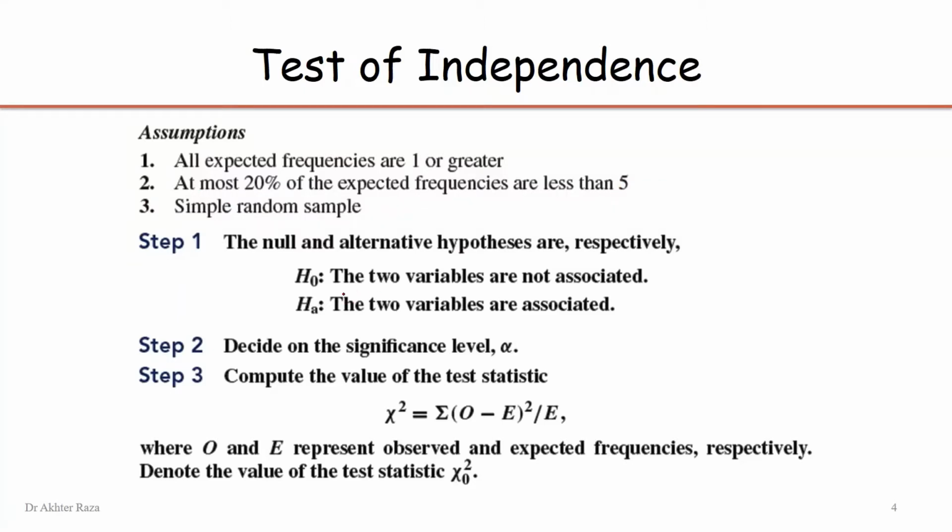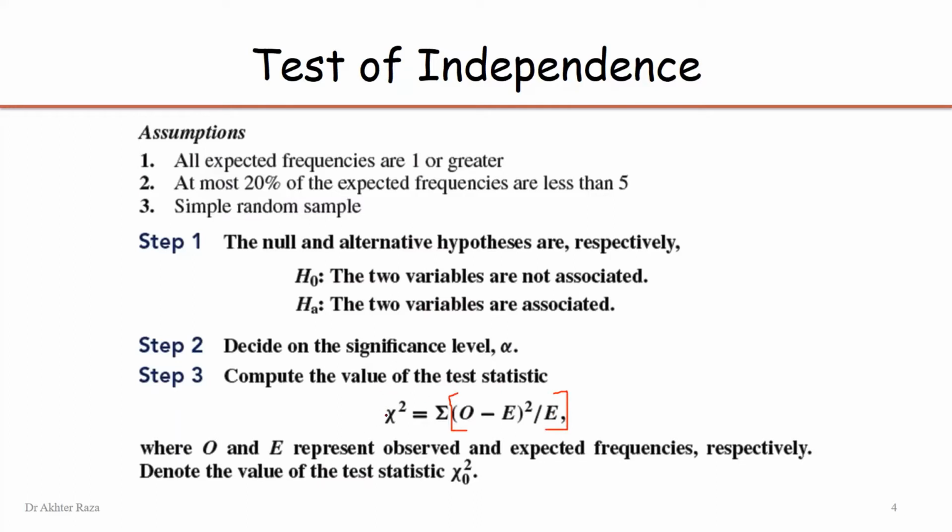The null hypothesis will be that the two variables are not associated. The alternate hypothesis, the two variables are associated. Alpha, most probably we use a 5% level of significance, and a right tail test will be used for this type of analysis. For the chi-square test of independence, the formula is observed frequency minus expected frequency whole square divided by expected frequency, and the total will be taken over all cells.